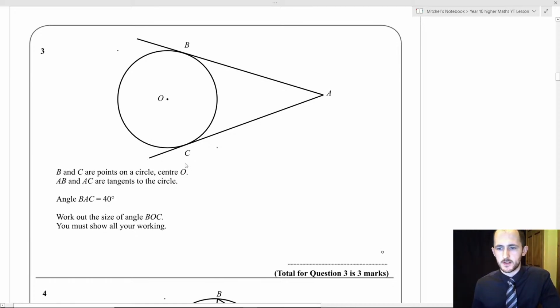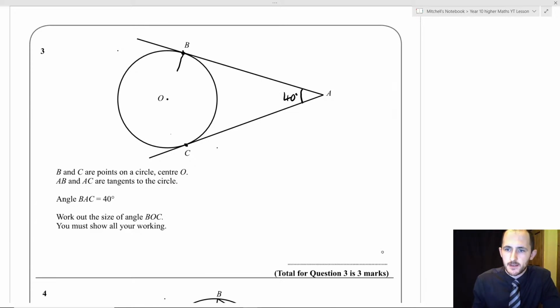So B and C are points on a circle, so we can actually probably mark those points a bit here. AB and AC are tangents to the circle. Angle BAC is 40. So BAC, that would be this angle here, is 40 degrees. Work out the size of angle BOC. So basically what they're doing here is they're drawing a line from here. And we have to work out the size of this angle here. Okay? So that's what the overall question is asking us to do. In fact, I'll label that angle X as well.